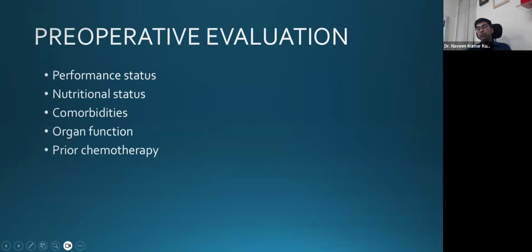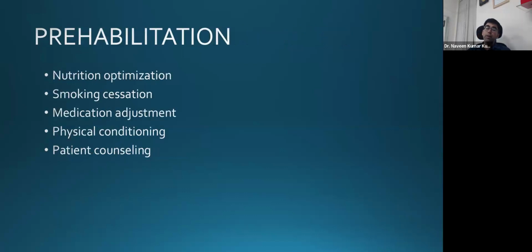Now, based on this disease status, we've already understood that there are a few things we need to do to select a patient from the disease point of view. Now, other factors like preoperative evaluation for any other major surgical procedure, the same preoperative evaluation model is followed for this particular surgery also. So we need to assess the performance status of the patient, the nutritional status, the comorbidities, organ function, and any prior chemotherapy received. Rehabilitation is very important. Nutritional optimization: a low albumin has been found to be associated with higher morbidity. So if a patient's albumin is low, he will require TPN in his preoperative period.